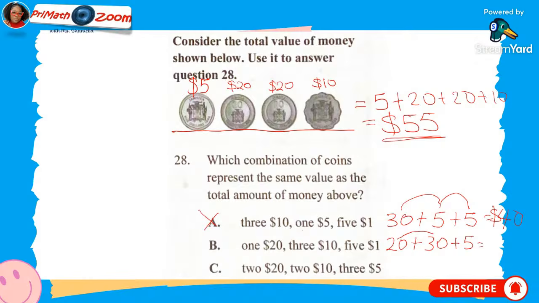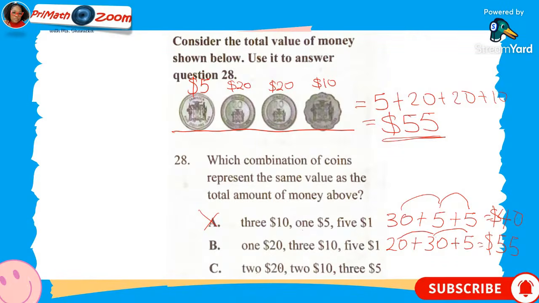Now let's add these. 20 plus 30 is what? $20 plus $30 is what? $20 plus $30 is $50. Thank you. And $5 more. $50 plus $5 would be $55. That looks like it has the same value as the combination we have above. But let us look at C.